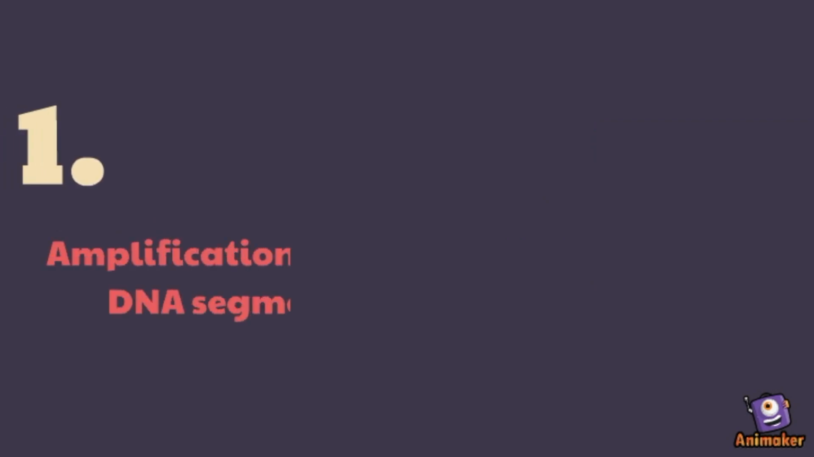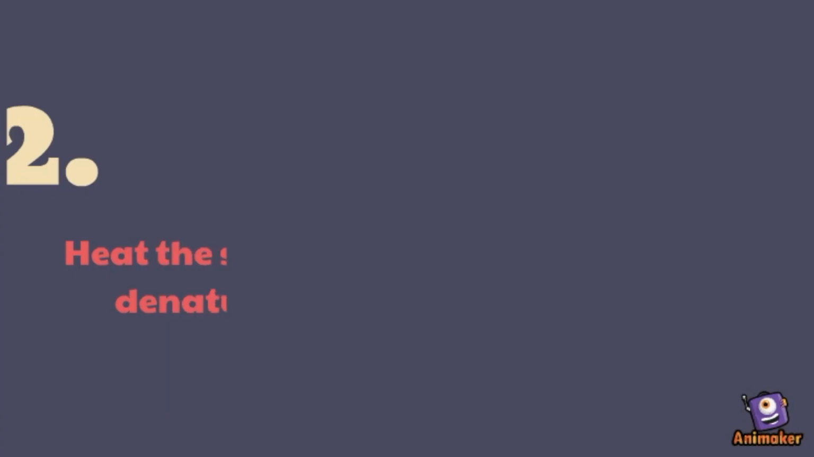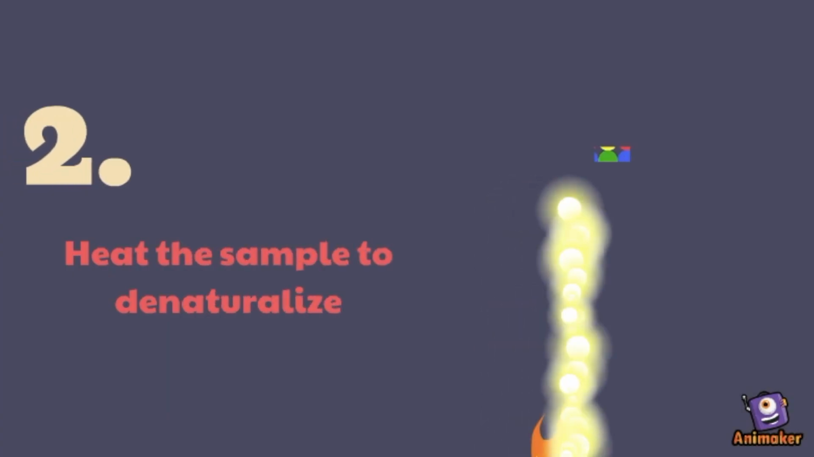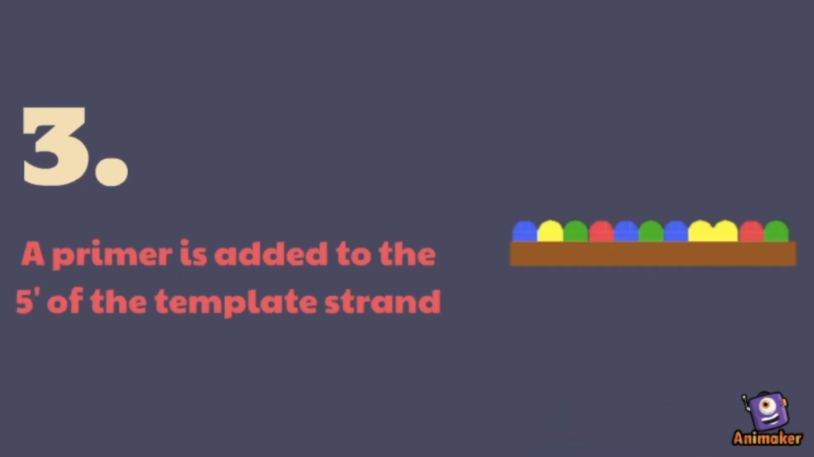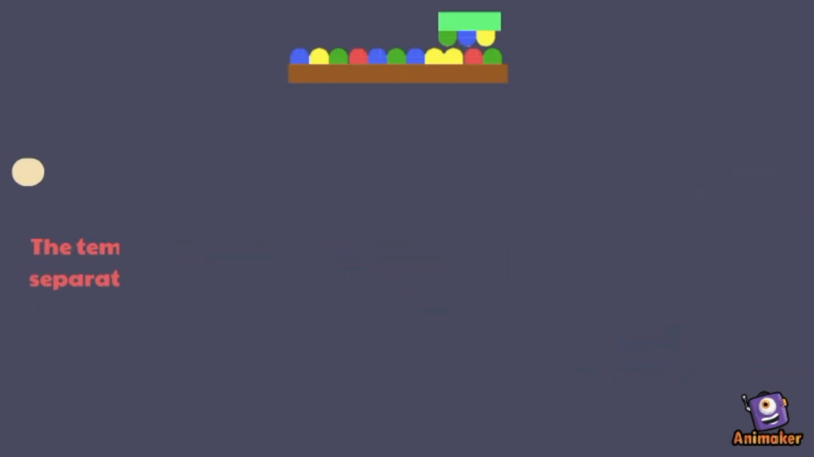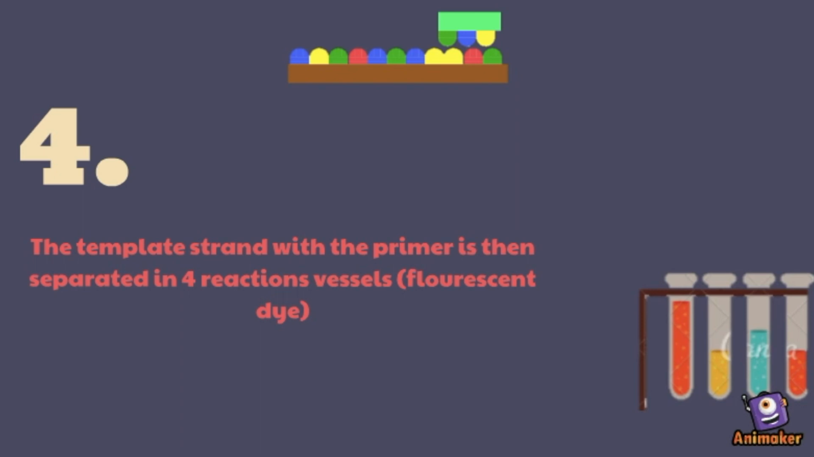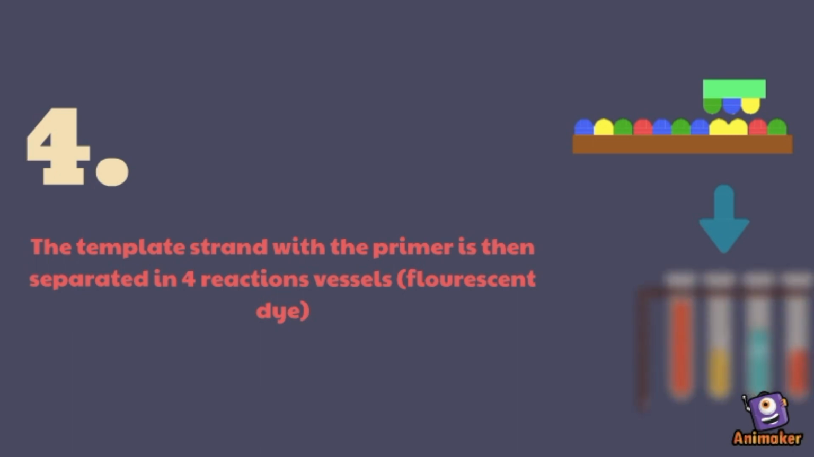The first step, you need to amplify the DNA segment. The next step is to add heat to the sample to denature the DNA at 82 degrees. So the template strand will be the 3' to 5', and a primer is added. In order to identify the chain-terminating nucleotide, we add a specific fluorescent dye into 4 vessels.